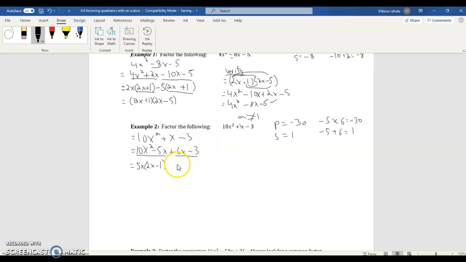This is 4.4 part 2. Let's continue with the factoring example we're doing here, example number 2.